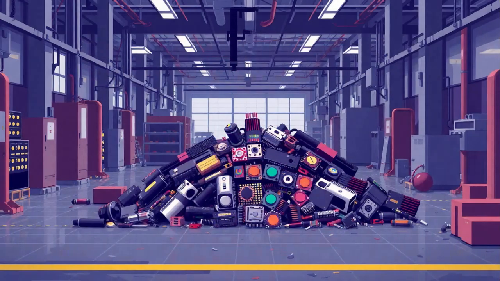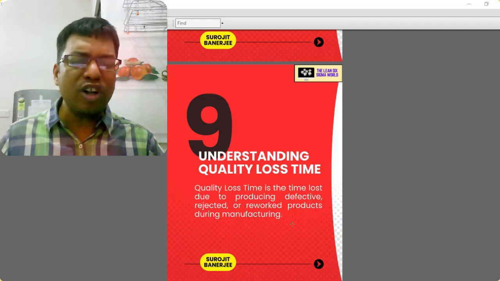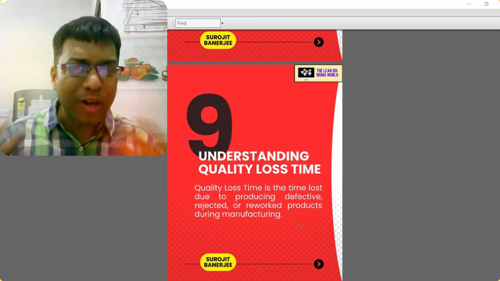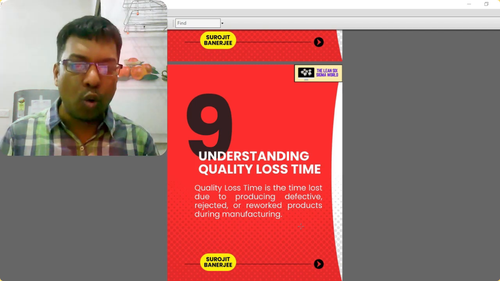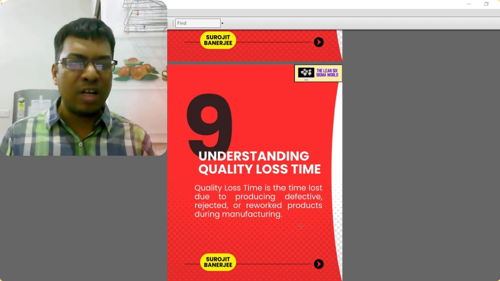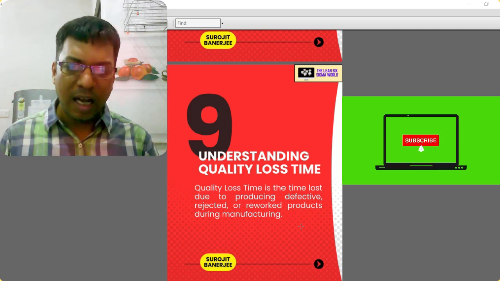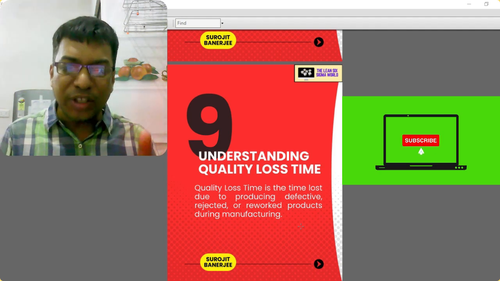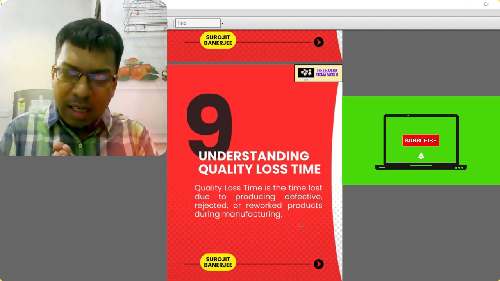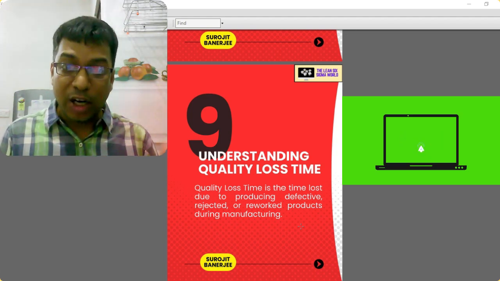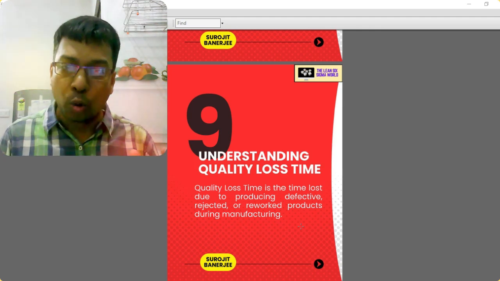Now, quality loss time. The time that you have taken to produce defective components, rejected components, or rework components, that is basically your quality loss time. You have taken 1 hour to produce a component, but it has come out as a rejected component. You have not maintained the dimension that has been given to you. So it is rejected, or some rework is required. Then also it is quality loss time. It comes under quality loss time.